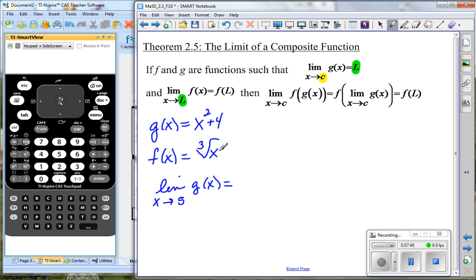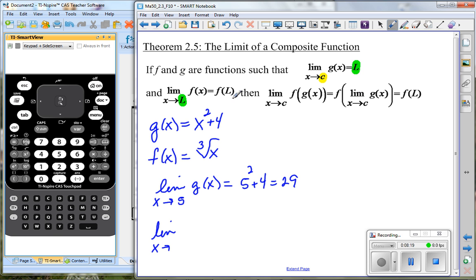Now if we look at that, g of x is just a polynomial, so that allows us to use direct substitution, and that'd be 25 plus 4, or 29. If we now want to do a composition, we're going to have to start with the limit as x approaches. Now we can't use 5. 5 is what we were using to approach g of x. Its result was an output of 29.